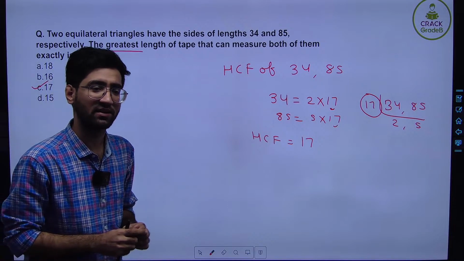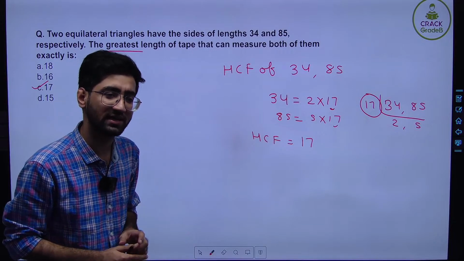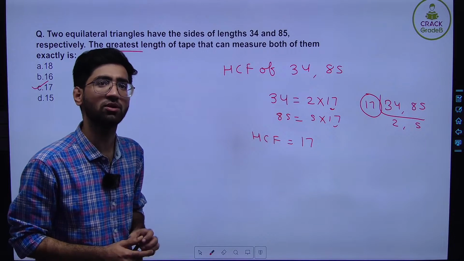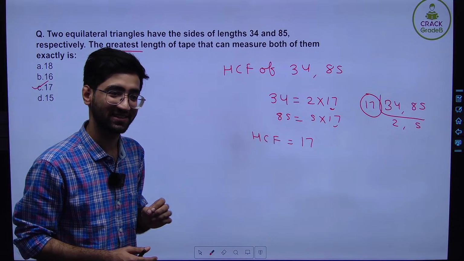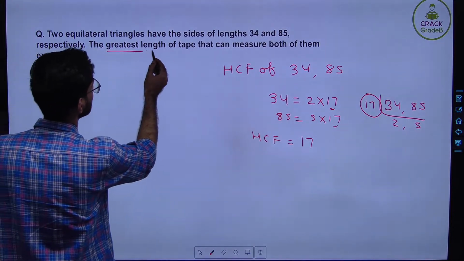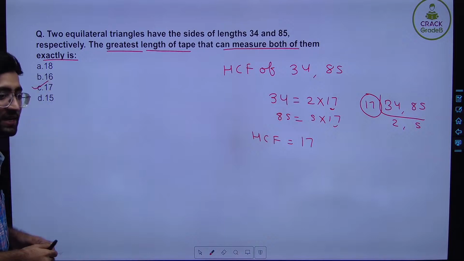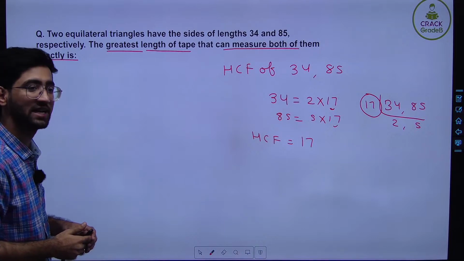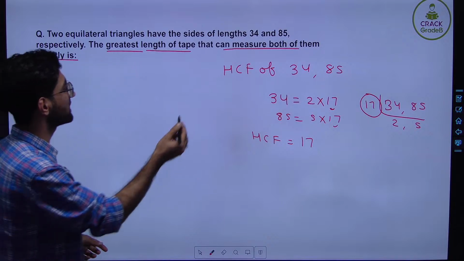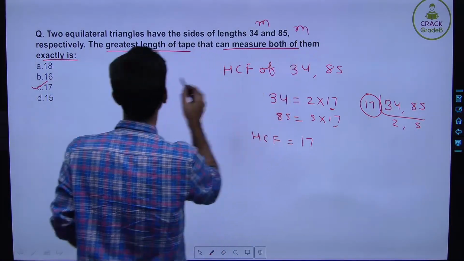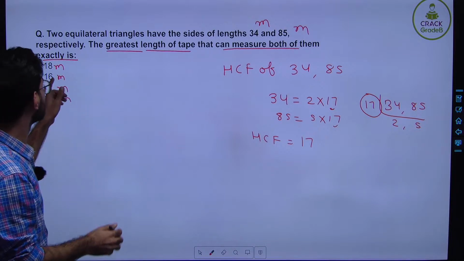But wait for a second. If you are not able to think that should I find the HCF or should I find the LCM, then how will you solve this question? You can solve this question by using options, right? Read the question. The question says the greatest length of tape that can measure both of them exactly. Okay, let us check for option A. Option A says 18. Can you measure 34 by using 18? Or you can say that it is 34 meter, it is 85 meter, 18 meter, 16 meter, 17 meter and 15 meter.